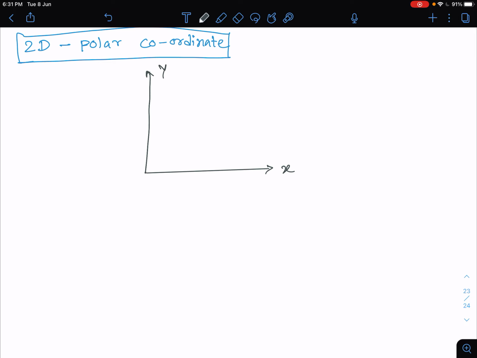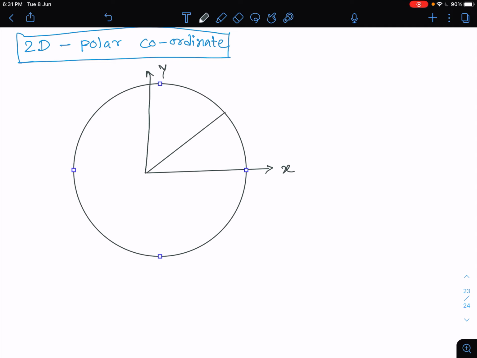But let's say you have a circle of radius r here, and you want to represent a point here, and the radius is making an angle theta with the x-axis. If you want to represent the x coordinate of the point, you will get that x is r cos theta, right? And if you want to represent the y coordinate, y is r sin theta.